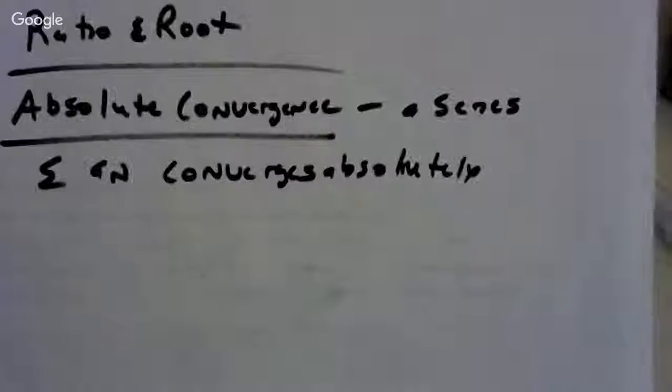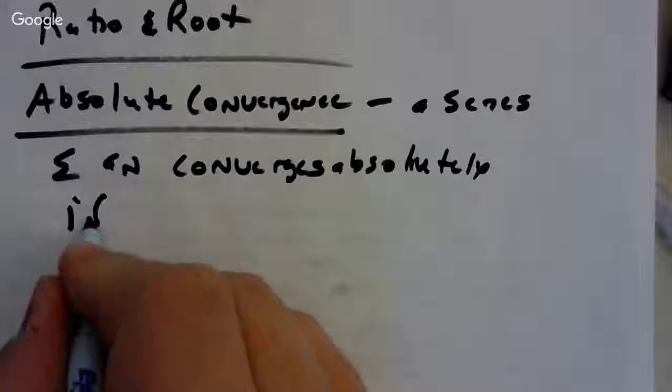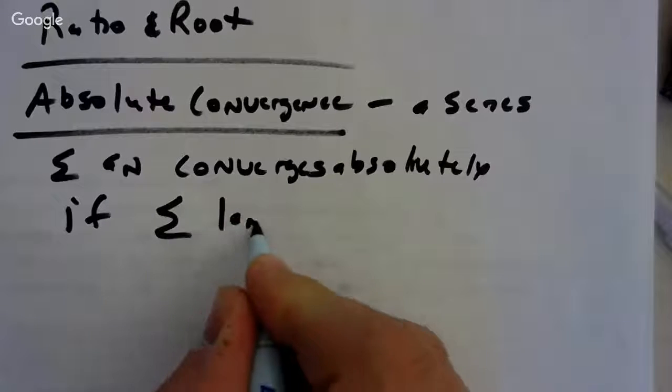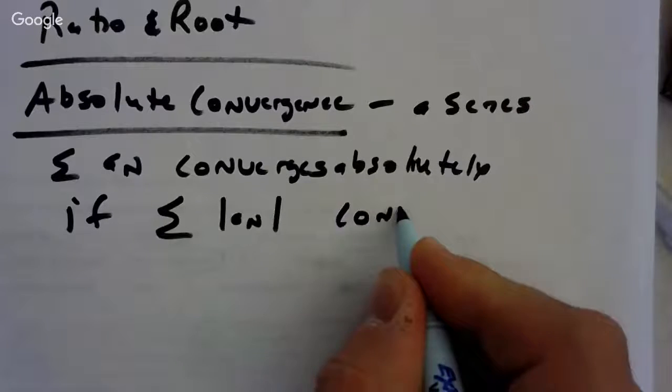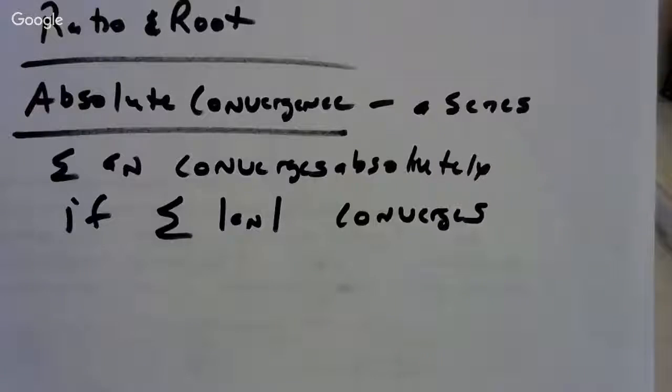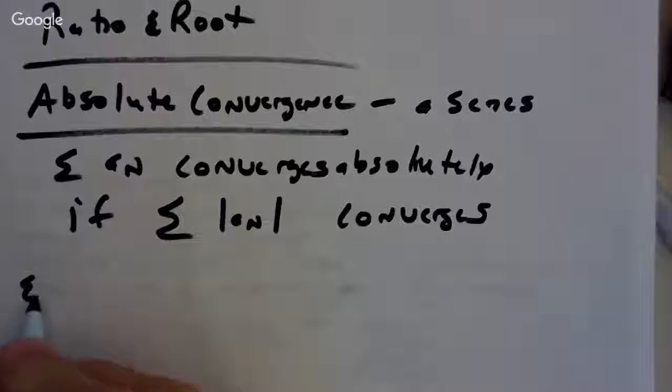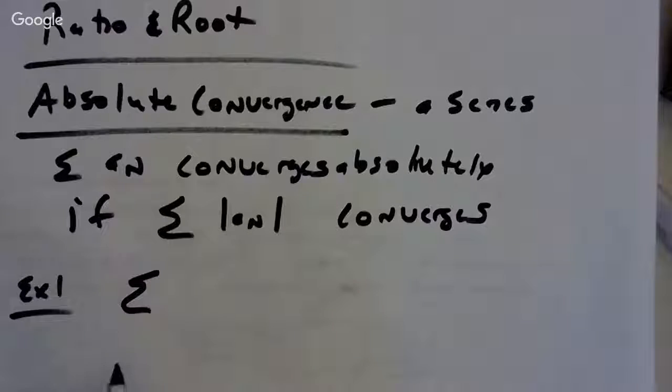Absolute convergence: a series sum of a_n converges absolutely if the absolute value of that series converges. Okay, absolute convergence means all the time, always converges. Conditional convergence is what comes today, sometimes converges, depends. But absolute convergence happens if the absolute value of it converges. So, for example, let's take a look at example number 1. Let's take a look at a fun one.